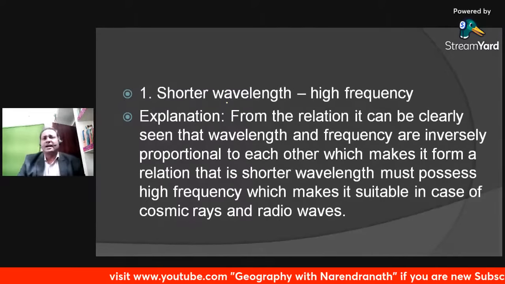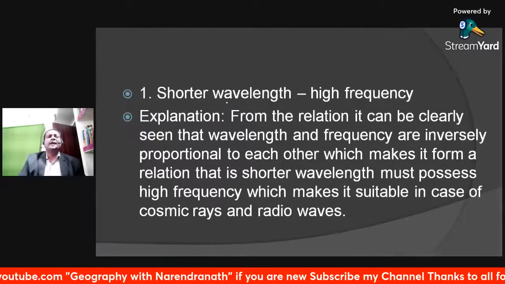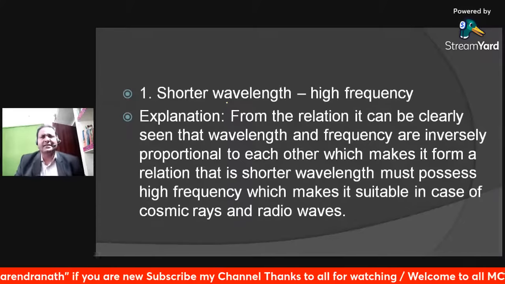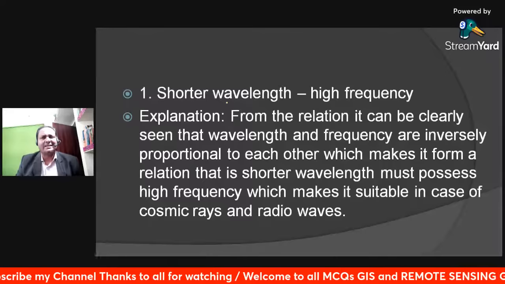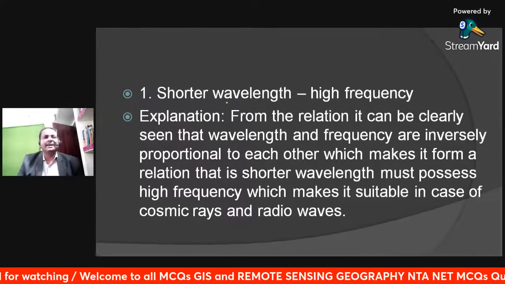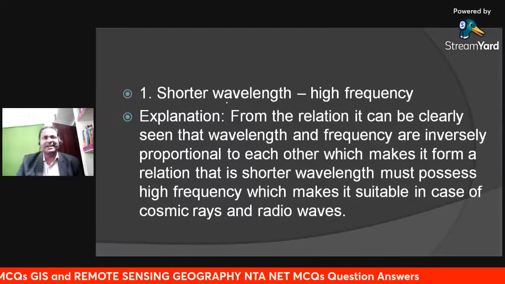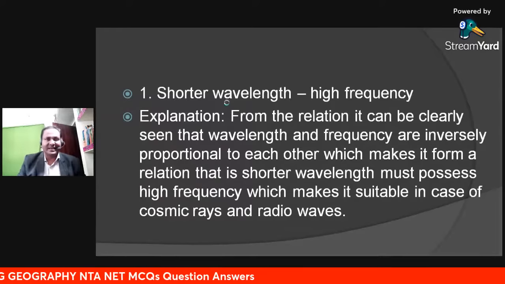From the relation, it can be clarified that wavelength and frequency are inversely proportional to each other, so a shorter wavelength must possess high frequency, which is suitable in the case of cosmic rays and radio waves also. So definitely the answer is 1, shorter wavelength and high frequency.